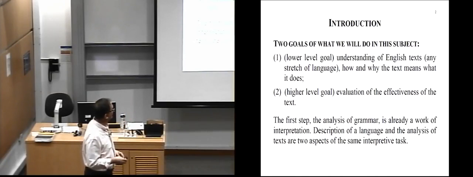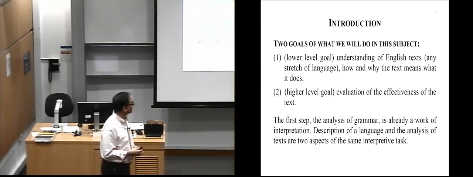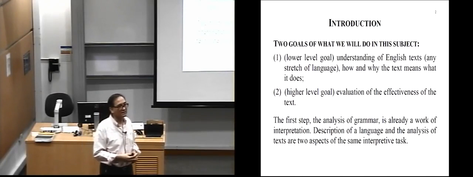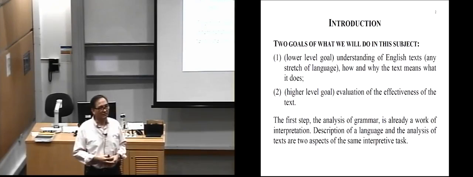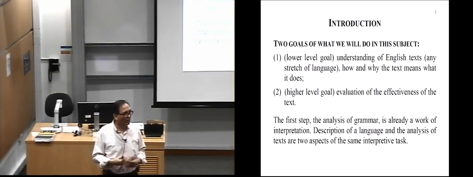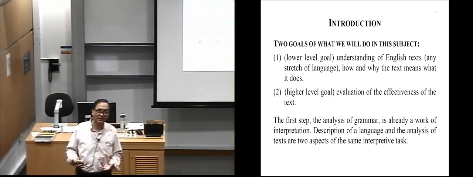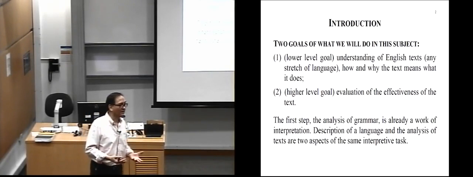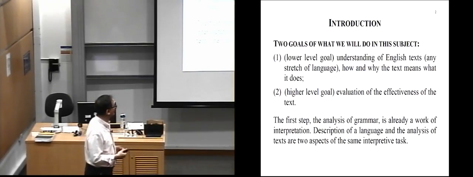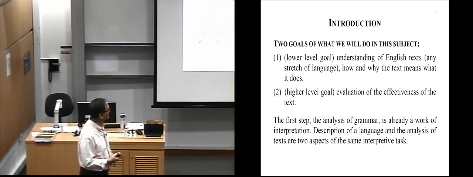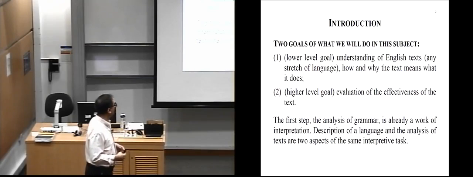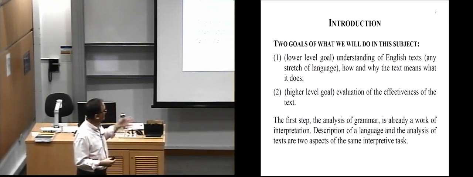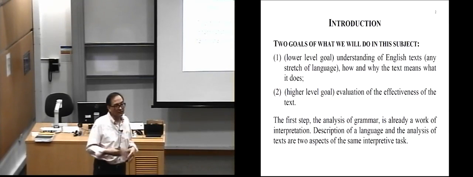As I say here, the first step, the analysis of the grammar, is already a work of interpretation. So there's nothing objective about doing analysis. It's all interpretation. When you're analyzing a text, there's an interpretive component, some subjectivity involved. Even just understanding what a text means involves interpretation. So the description of the language and the analysis of the text are both part of this interpretive task.